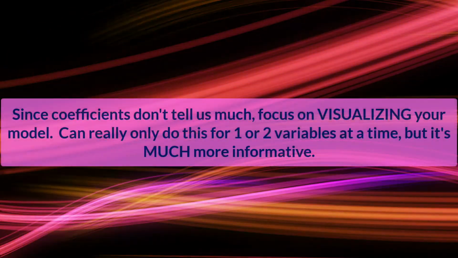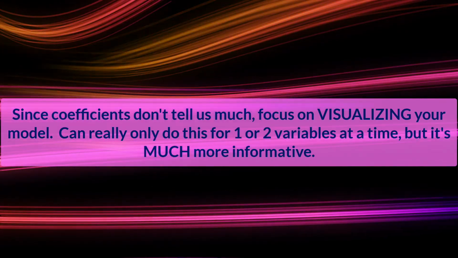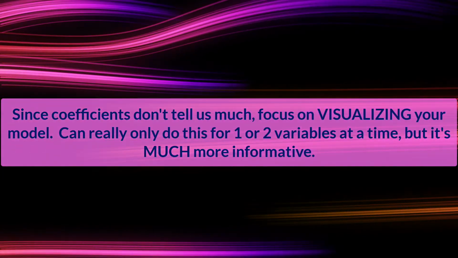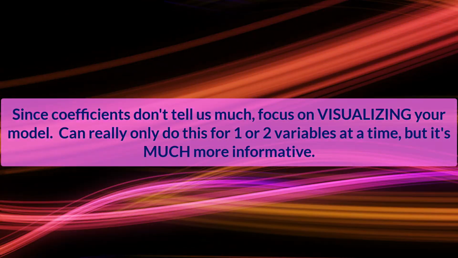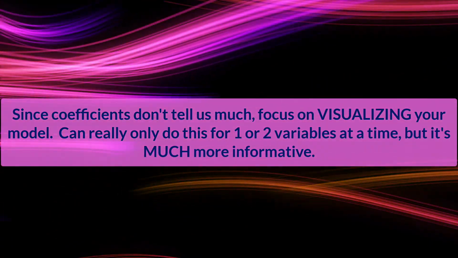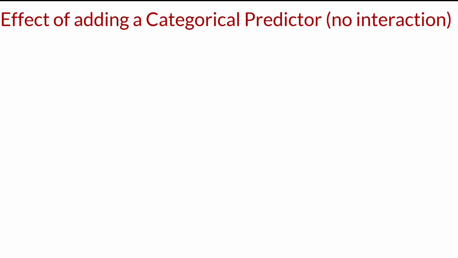Now, there's really only so much we can do by looking at the output of summary. Instead, I'd recommend, whenever possible, taking a more visual approach to understanding the implications of a multiple logistic regression model. Now, unfortunately for that, we can only look at one or two variables at a time, but let's see how that goes. First, what happens when we use a categorical predictor in our model?